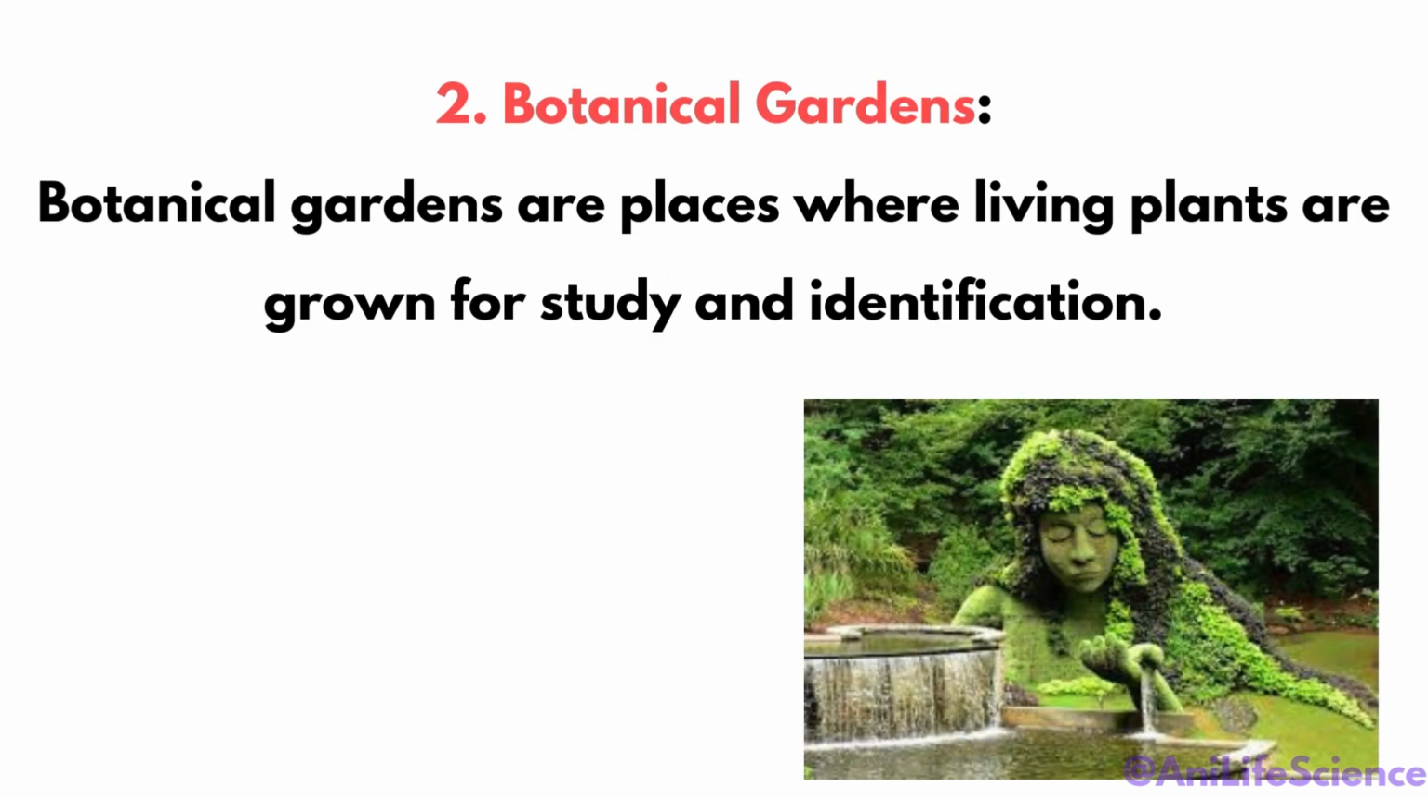Second, botanical gardens. Botanical gardens are places where living plants are grown for study and identification. These gardens preserve plant diversity and allow scientists to observe plants in their natural form. Famous botanical gardens include Kew Gardens in England and the Indian Botanical Garden in Howrah, India.